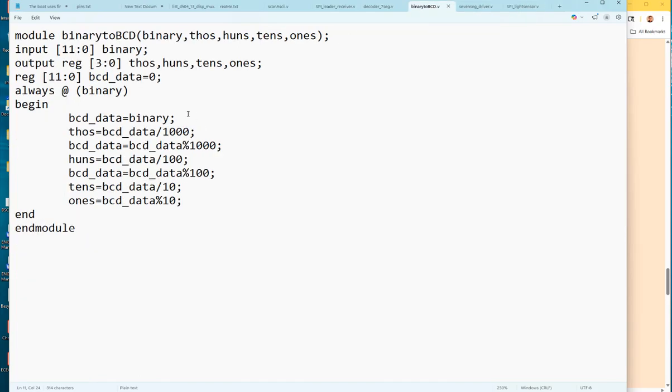So take a look at this one. That's a binary to BCD converter, right? And it does exactly the job we just described. It's trying to separate the decimal digits: thousands, hundreds, tens, ones. And you can see the width of these is 4 bits. So why do they need 4 bits?